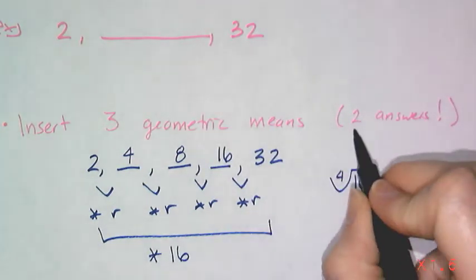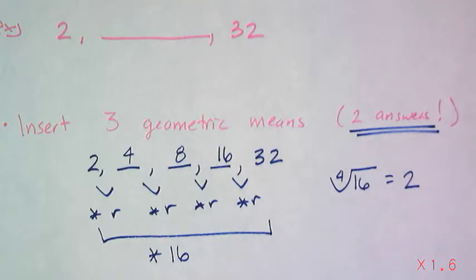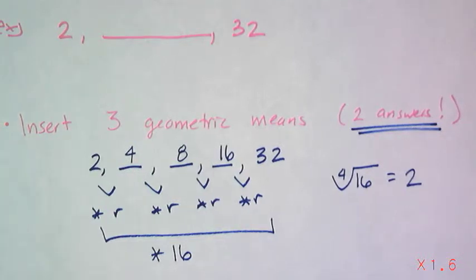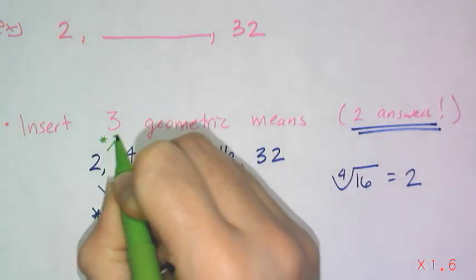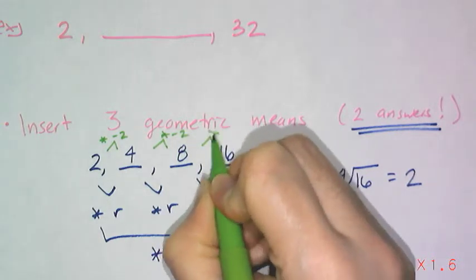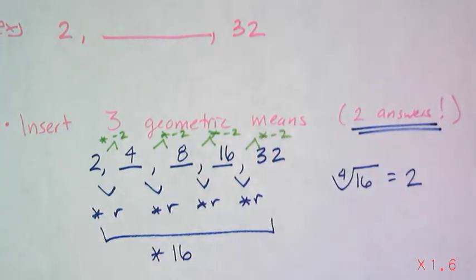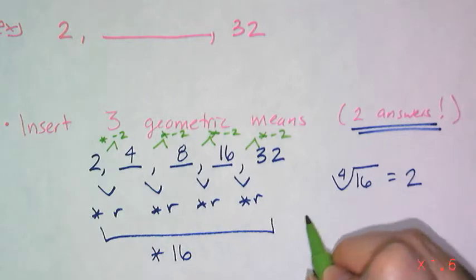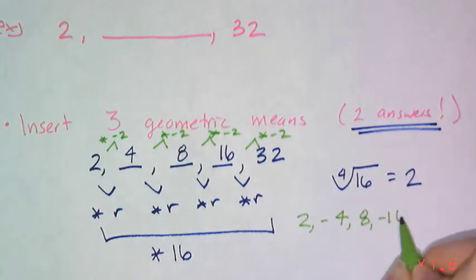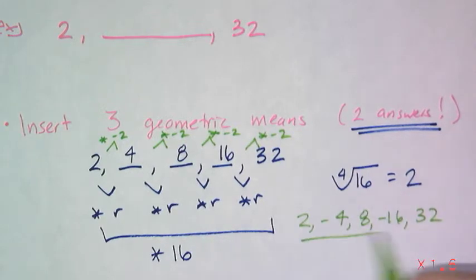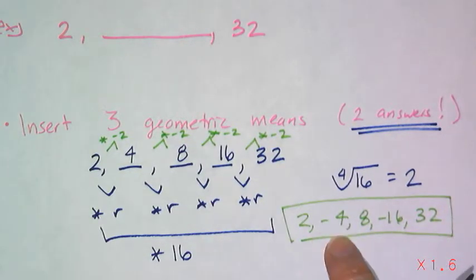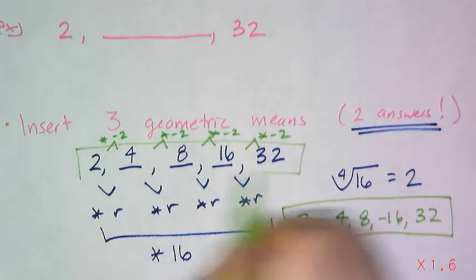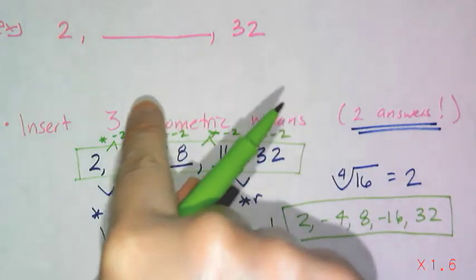Now, notice here I said there are 2 answers. And the reason I have 2 answers is because I'm inserting 3 geometric means. Because remember that what this ratio could have been, it could have been negative 2, which would generate different answers. Because if I use negative 2, then I would have the sequence 2, negative 4, 8, negative 16, and 32. And those 3 geometric means of negative 4, 8, and negative 16 are just as valid as the positive ones. And it's because I'm inserting 3 geometric means.